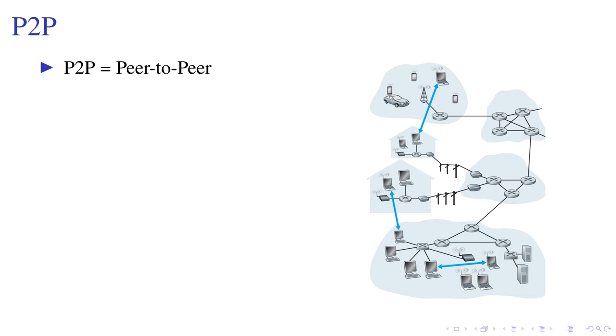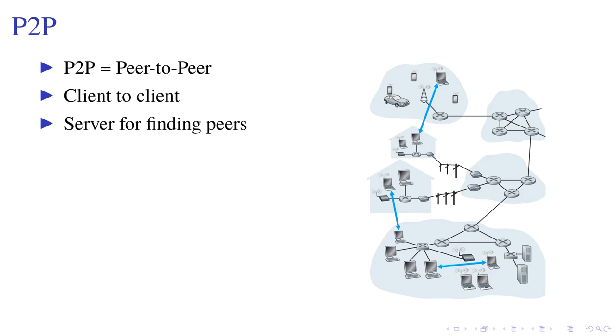A new network architecture for sharing is peer-to-peer. You can think of it as the clients in the client-server model are talking to each other. There is still some kind of server or service for peers to find each other, but the major traffic goes directly between peers. Peer-to-peer solves the problem of single point of failure in client-server.